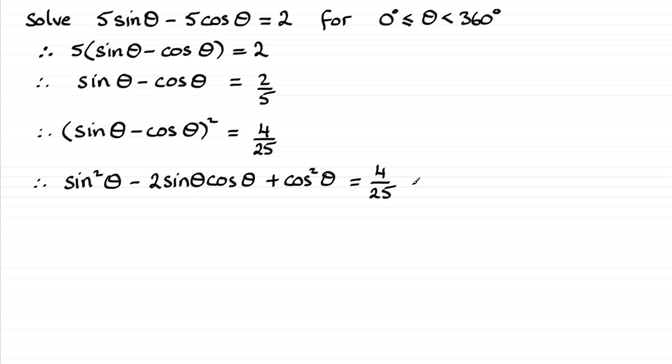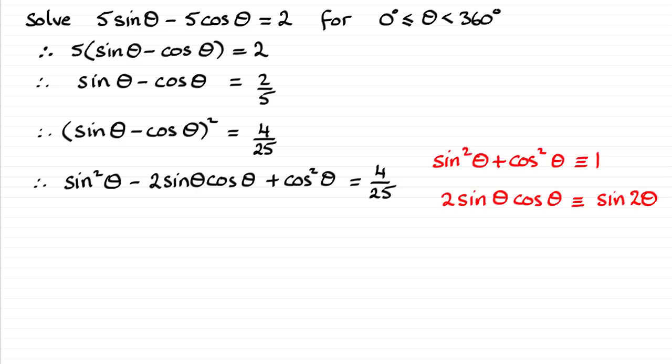Now we should pick up on a couple of identities. You should be familiar with the identity sine squared theta plus cosine squared theta. That's identical to 1. And also this 2 sine theta cosine theta, you should recognise that as being sine 2 theta. I'll put them in here just as a reminder. Okay, so that means that I could take 4/25 from both sides, and I'll add what is effectively here sine 2 theta to both sides. So if you do that, you're going to get this result here.